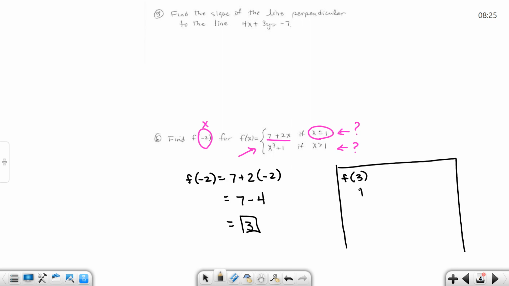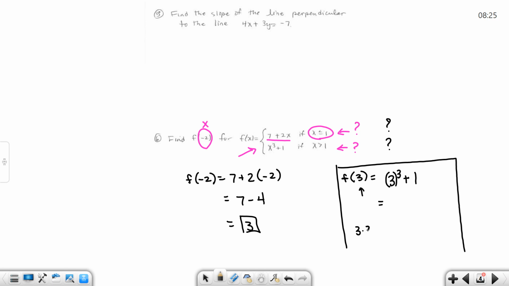The first thing to do is decide where this x fits in. Is 3 less than or equal to 1? Or is 3 greater than 1? Well, 3 is greater than 1. So we know to use the second part of the function and plug in for x.